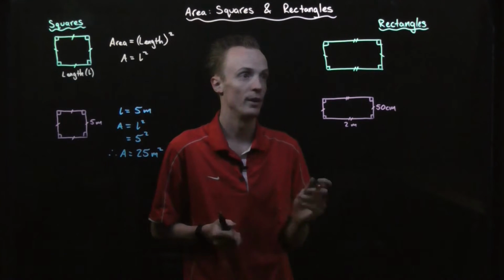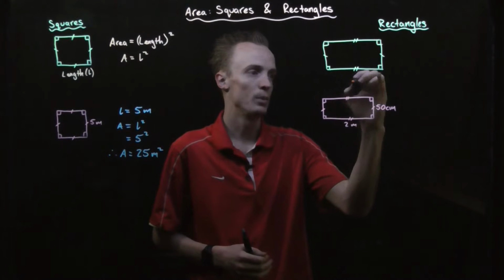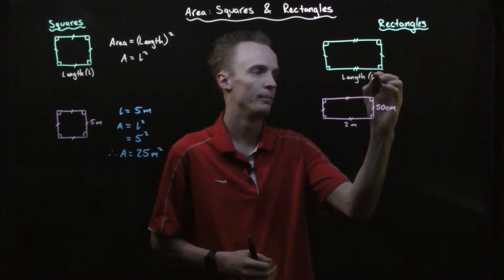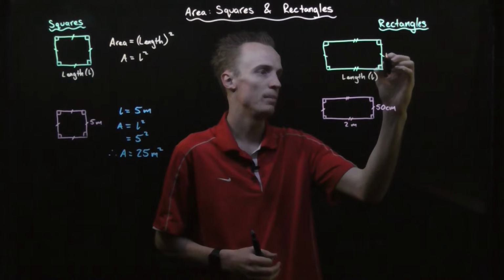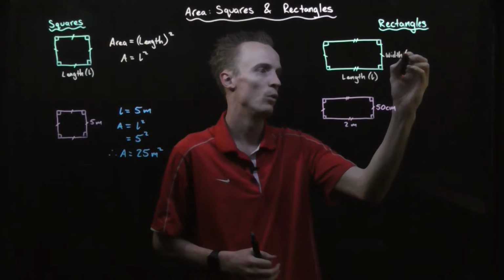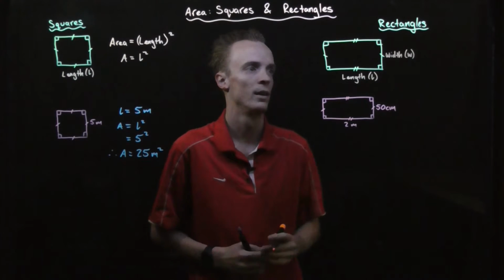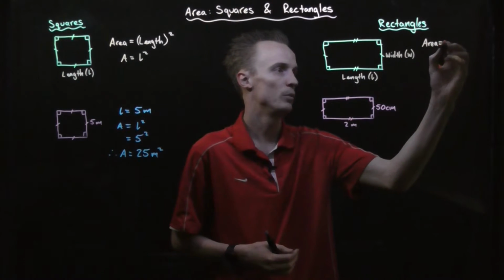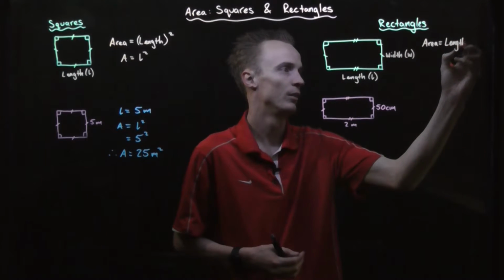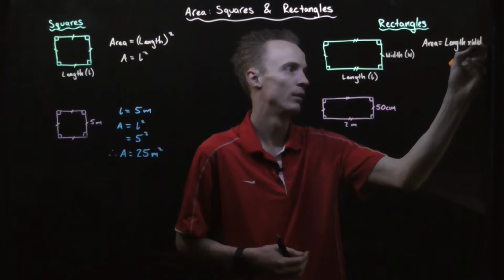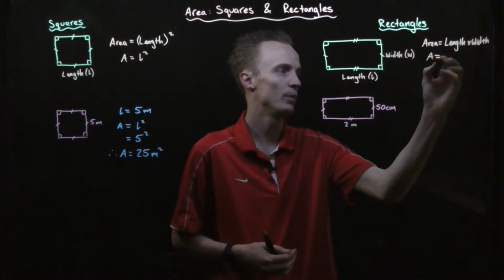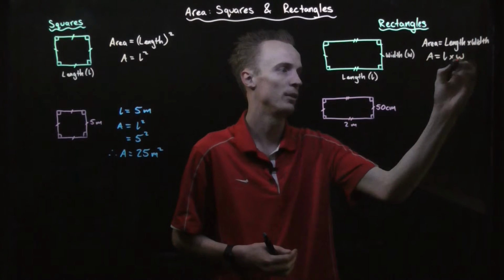Now when we go to label this, we label this one being the length, or L, and this side here being width, or W. Now to find the area of this, it's equal to the length times the width, which we can shorten down to A equals L times W.